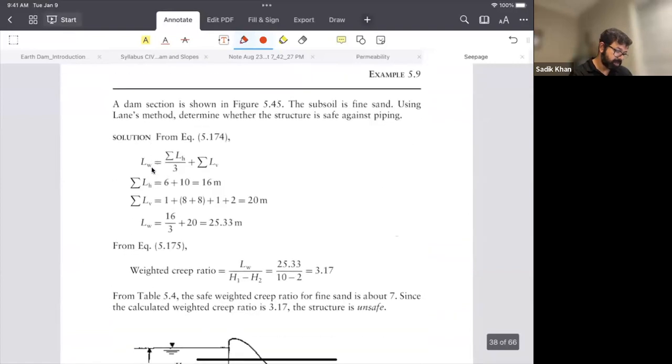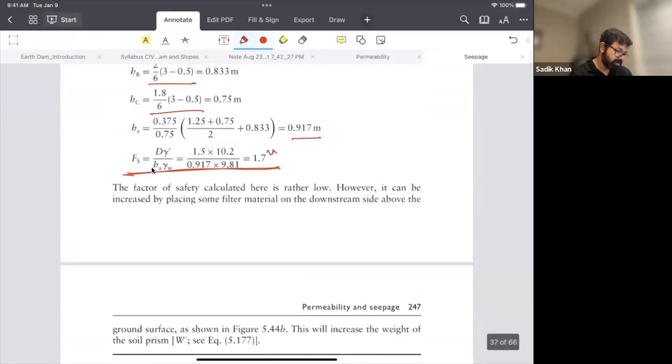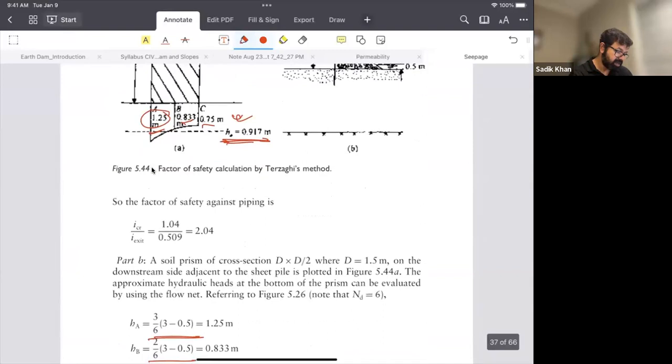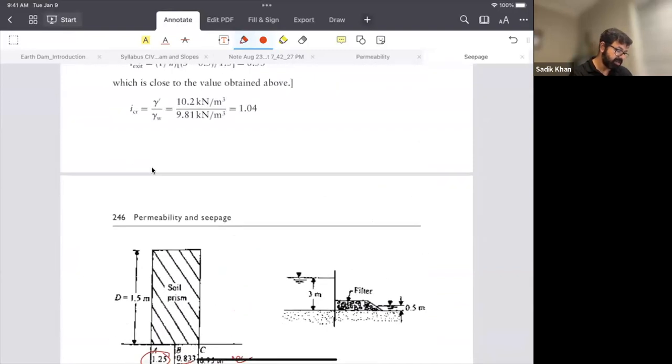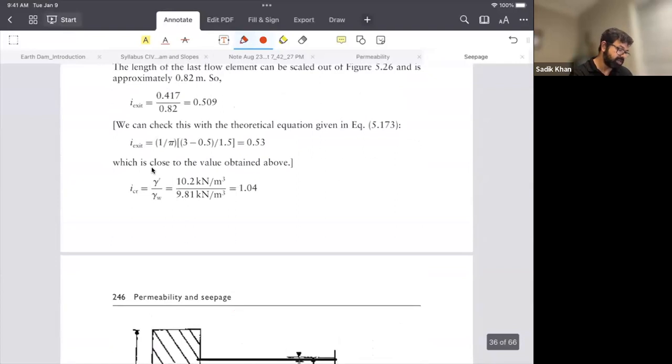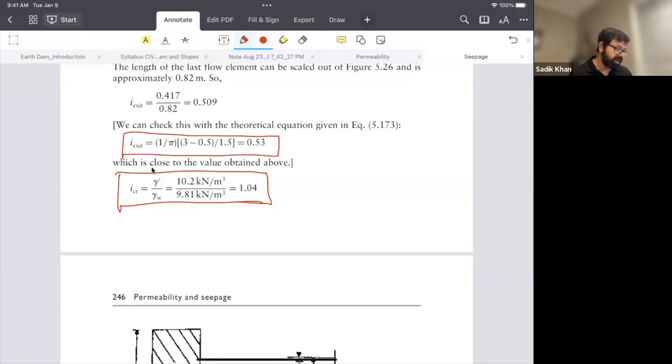So then there is another calculation, which is the exit gradient method. So for the exit gradient, you just need to calculate. This is very straightforward. You need to calculate the exit gradient, and you need to calculate the I critical. So the I critical is gamma prime over gamma W, which is given. And then the exit gradient.